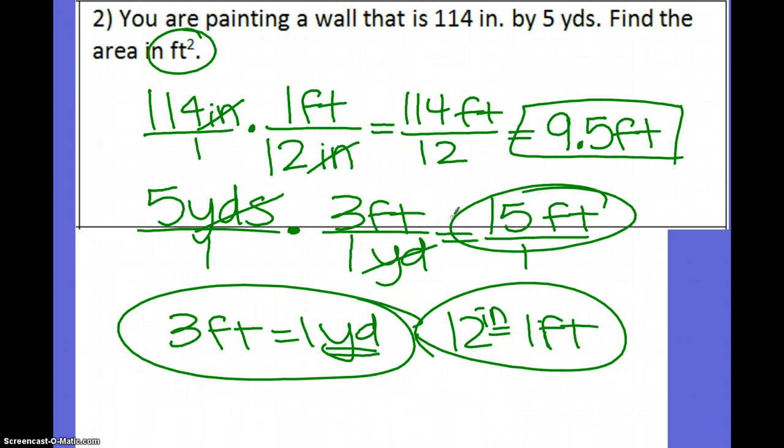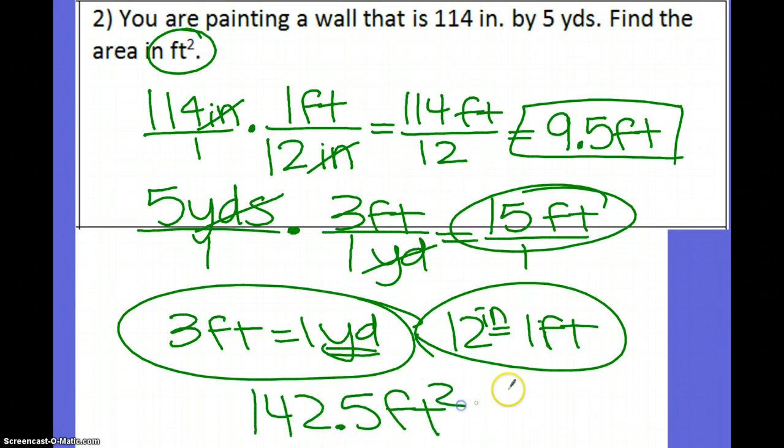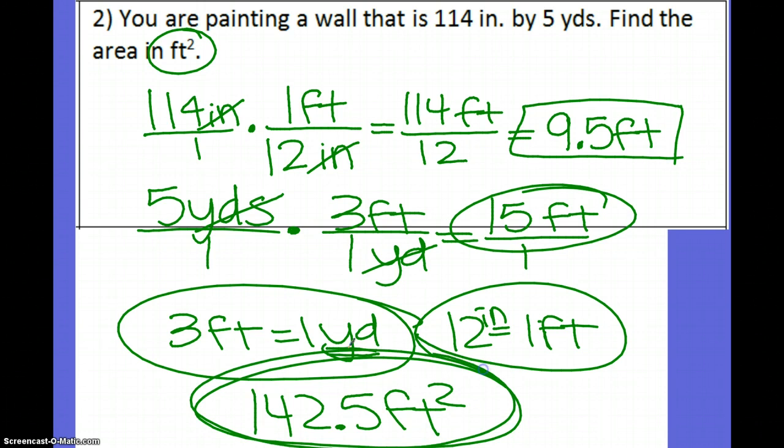So now you want area, base times height, so 9.5 times 15 is 142.5 feet squared. That's the area.